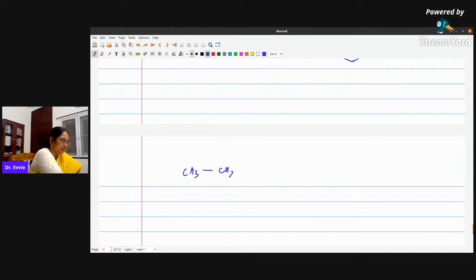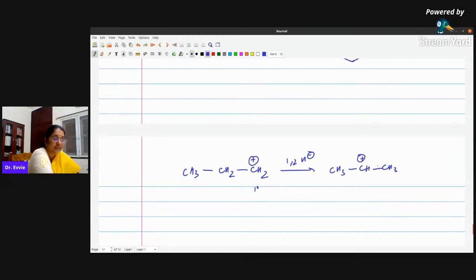CH3, CH2, CH2 plus. Now, as I told you, this carbocation is primary. So it can move to the next carbon to become the more stable isopropyl. So a 1,2 H minus shift can happen, giving you CH3, CH plus. You will see this kind of reaction in the 12th standard first chapter itself, and you'll see why this product is formed. This is more stable, that is a secondary carbocation.